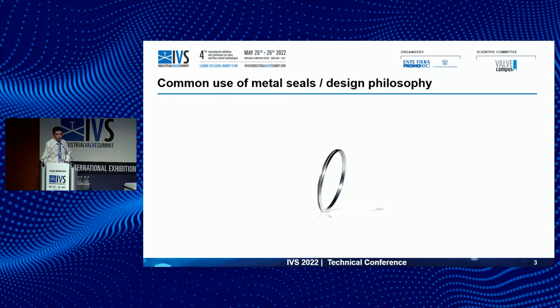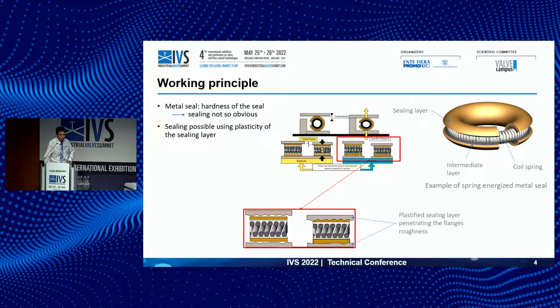So let's start with the design philosophy, what a metal seal is and how it works. In this case, I took the example of a spring-energized metal seal, which we call Helicoflex, and I think there are other names used by competitors. The idea is to have a spring inside, an intermediate layer, and a sealing layer, which is usually soft. As you can see on the drawing at the bottom of the slide, you compress, the spring pushes on the intermediate layer and the sealing layer, and the sealing layer penetrates the roughness of the flanges.